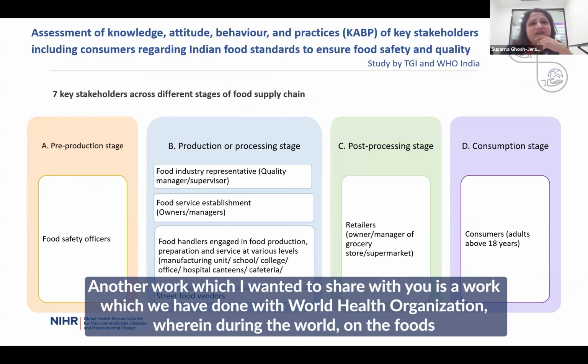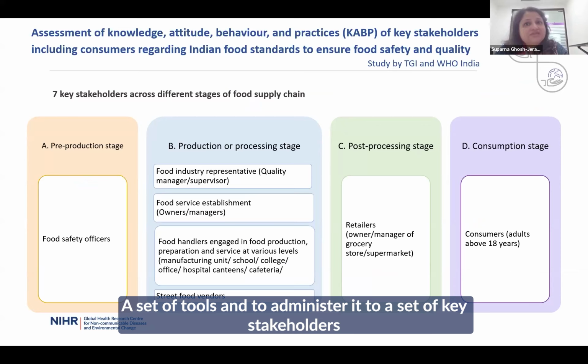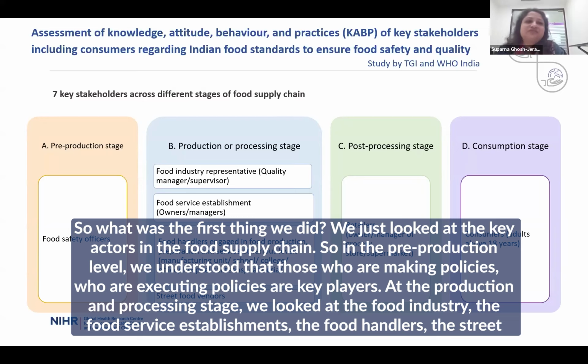Another work which I wanted to share with you is a work which we have done with the World Health Organization, wherein on World Food Day, we got a request from WHO to develop a set of tools and to administer it to a set of key stakeholders who are an integral part of the food supply chain to understand their knowledge, attitude, behavior, practices regarding indigenous food standards to ensure food safety and quality. So, what was the first thing we did? We looked at the key actors in the food supply chain.